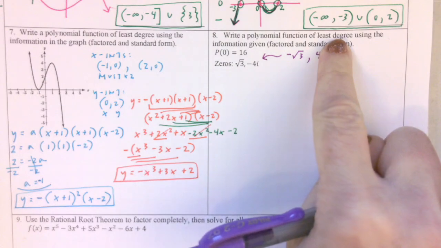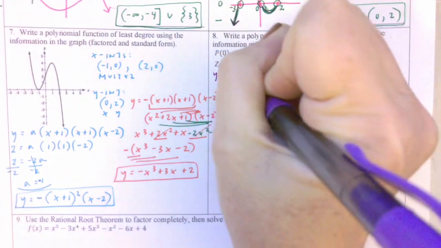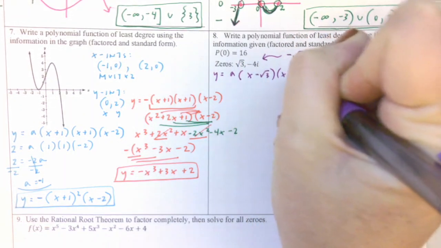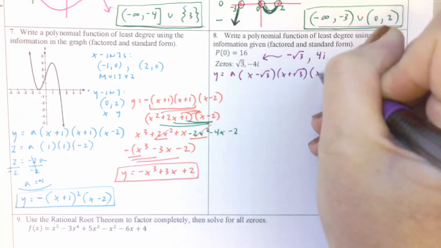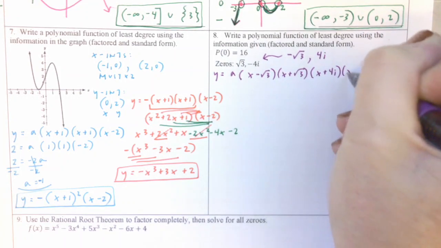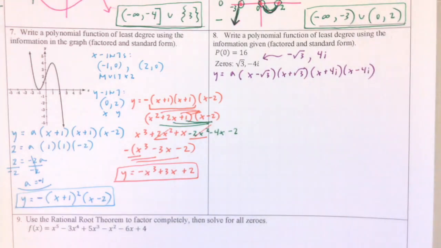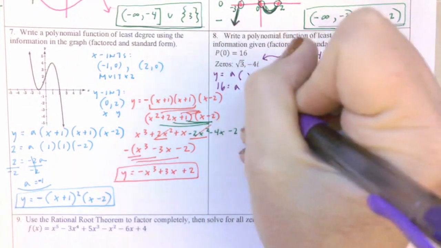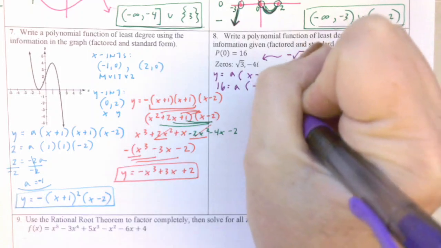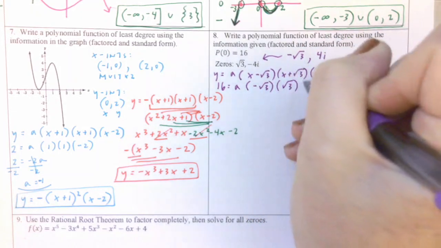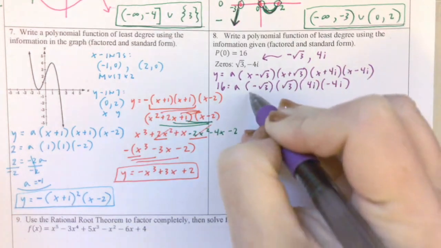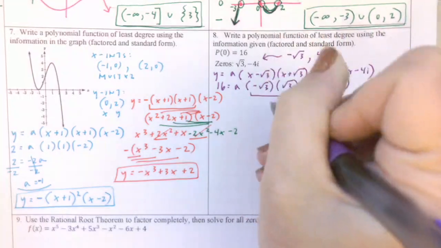So first, let's just plug in what we know. Right? y equals a times x minus √3, x plus √3, x plus 4i, x minus 4i. Okay, and now if I plug in the 16 for y when x is 0, I'm going to solve for a. So I have -√3, +√3, 4i, -4i. Okay, -1√3 times √3 is just going to be -3.